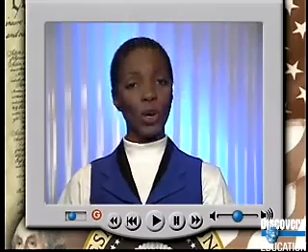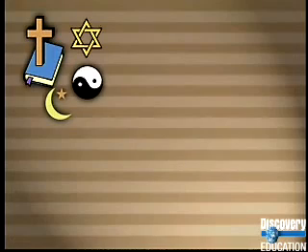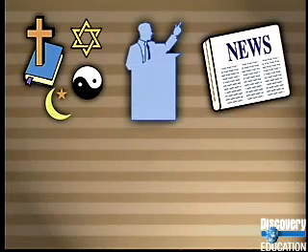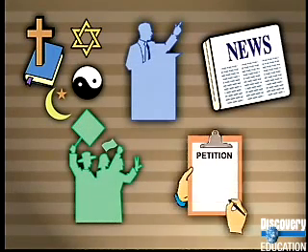So now let's take a look at the first 10 amendments and see what these important rights are. The First Amendment guarantees our personal liberties: freedom of religion, freedom of speech, a free press, the right to assemble, and the right to petition the government when we want.